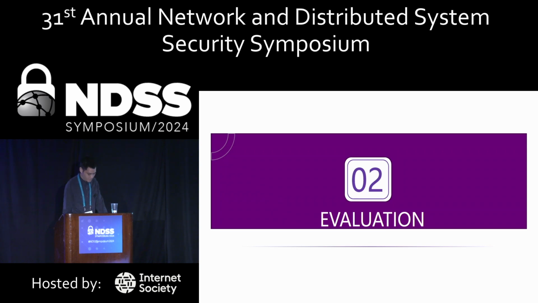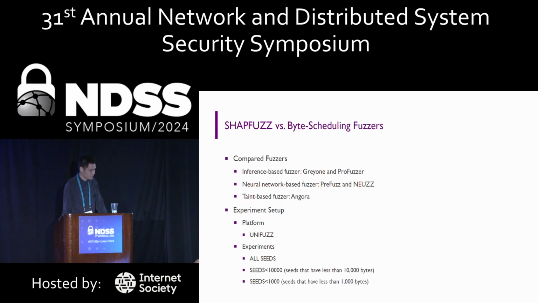The next step is to introduce the evaluation section. ShapFuzz is implemented based on AFL++, and we have introduced two main experiments to test its performance. First, we compare ShapFuzz with 5 state-of-the-art byte scheduling fuzzers. We analyze the performance on 3 sets of initial seeds with different lengths, and we also observe their effectiveness regarding edge coverage, bug detection and analysis time.